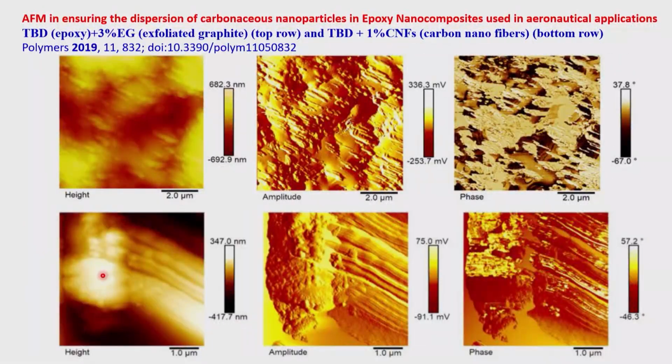Okay, and this is done for the epoxy with the exfoliated graphite, and this is for the epoxy with carbon nanofibers. So three different types of things, not one AFM. So AFM gives height-wise, amplitude-wise, and phase-wise data. If you see the scale, this is in nanometers, this is in millivolts, and this is in degrees. So phase-wise.